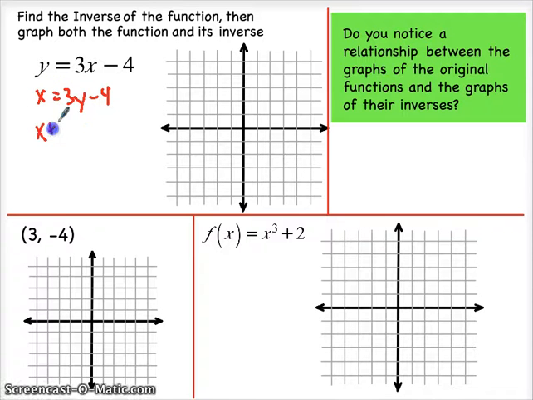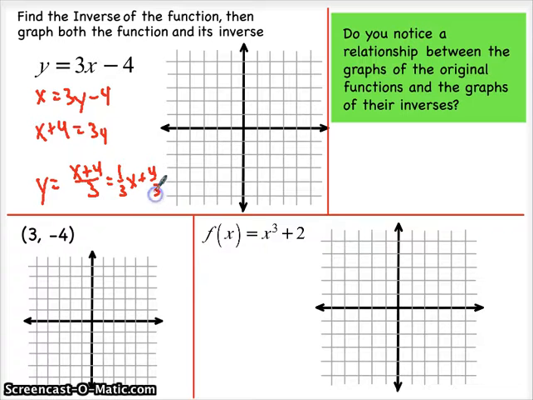So I'm going to add 4 to both sides. And then if I finally divide by 3, I will end up with x plus 4 divided by 3 on the left side, which is equal to y. So I'm just going to flip that around real quick, which is the same thing as 1/3 x plus 4/3.